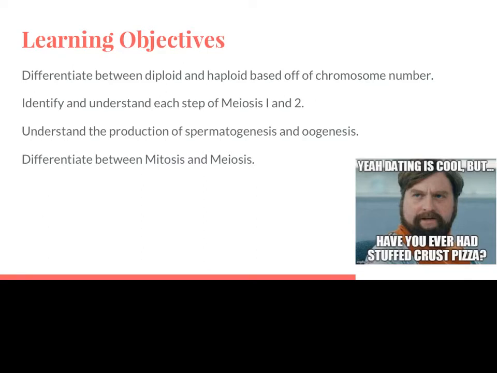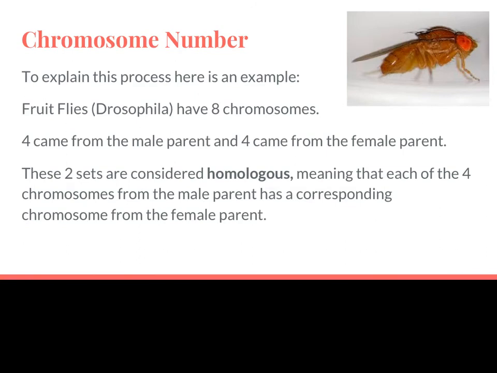It's going to be kind of a big deal, but I'm going to go through it as quickly as I can. And you should also understand the production of spermatogenesis and oogenesis, which is how we make sperm, and how we make eggs, which is pretty much the main reason why our bodies go through meiosis. And last but not least, can you differentiate between mitosis as well as meiosis? Well, let's get after it.